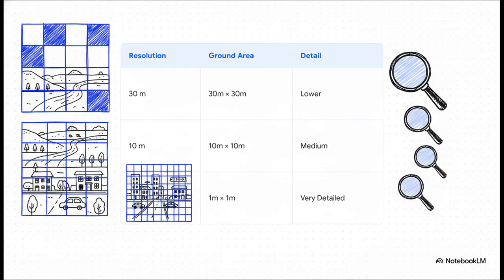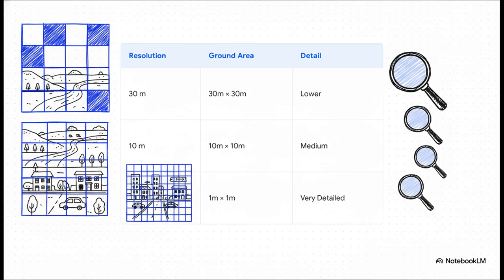It's simply the size of the real-world area that one single pixel covers. So a 30-meter resolution, which is pretty common for a satellite like Landsat 8, means each pixel represents a 30 by 30 meter square on the ground. But if you have 1-meter resolution, whoa, now you're talking about a ton more detail.